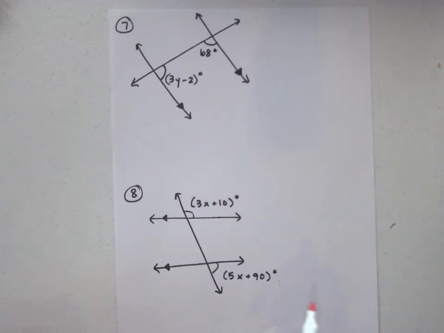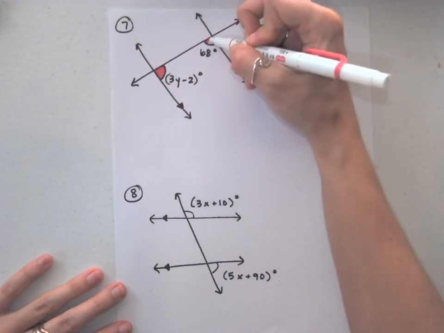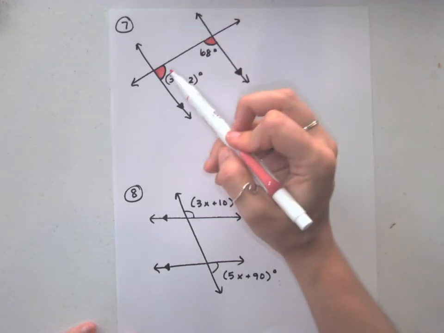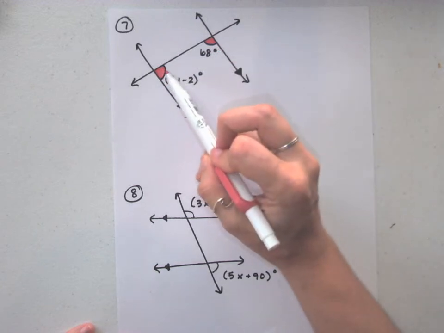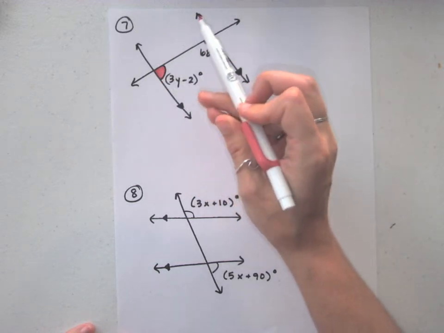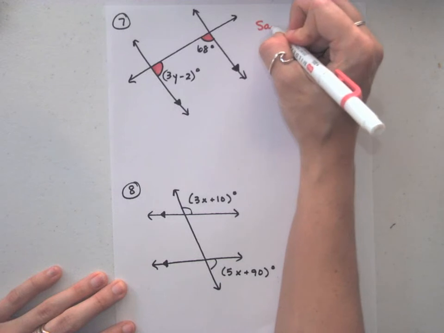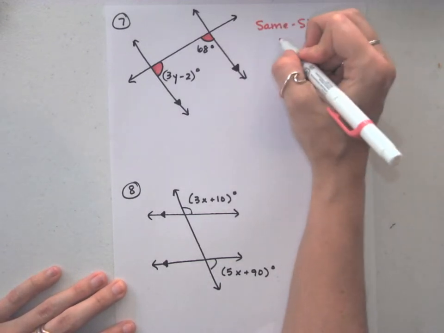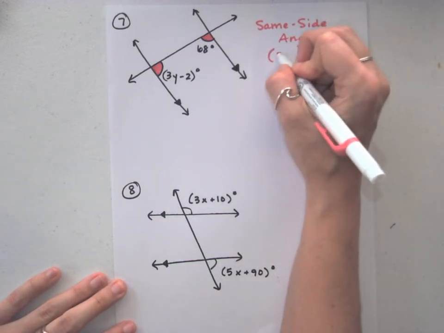Now you'll notice that we have same side interior angles. Why are these interior angles? Because they are in between the parallel lines. And why are they on the same side? Well, they're on the same side of the transversal. They're not on opposite sides like alternate. So what we know about same side angles is that they are supplementary. And supplementary means that when we add the angles together, they add up to 180 degrees. They have a sum of 180 degrees.